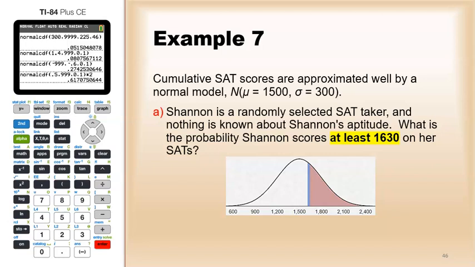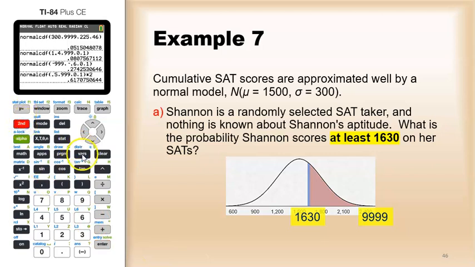So in this case, the mean is 1500, standard deviation 300. So there's the peak at 1500. There's 1630 right there. We want everything to the right. At least means more. So the lower bound 1630. The upper bound, I'd go an extra 9, so 9999.